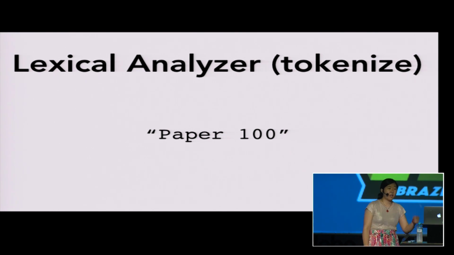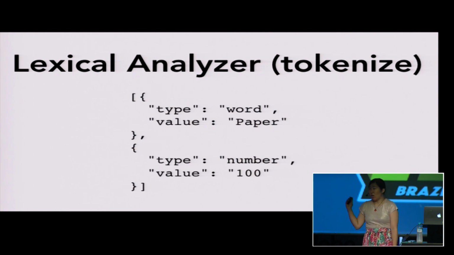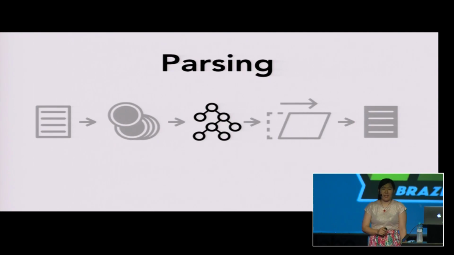Ask me any question if you have a coding question. So you pass the string to the function Lexical Analyzer. This function turns this string into an array of objects. In my case, I just split by white space and then check if it's a number or a word, and then classify it. Next step is parsing.